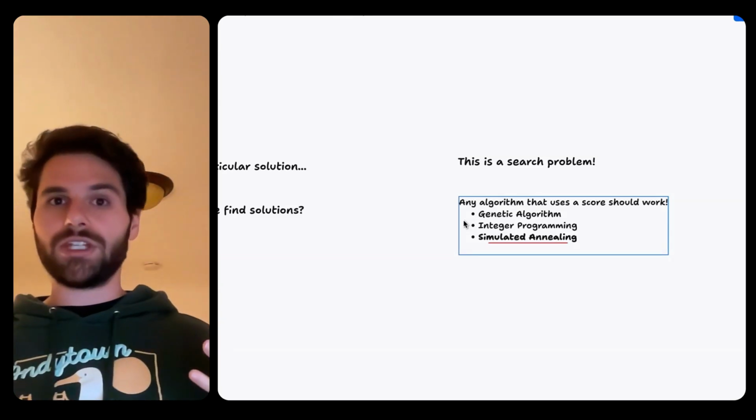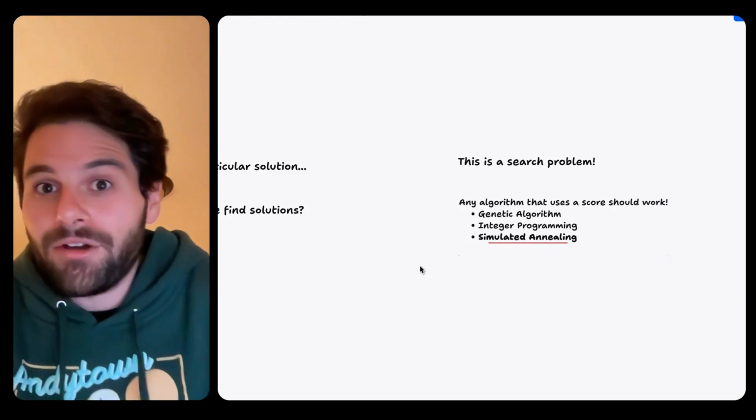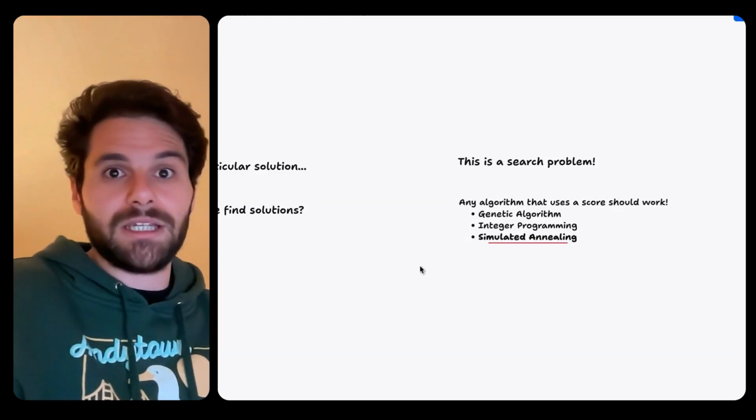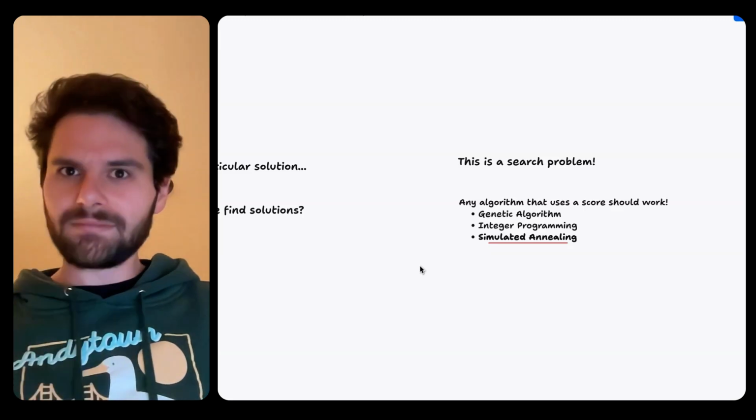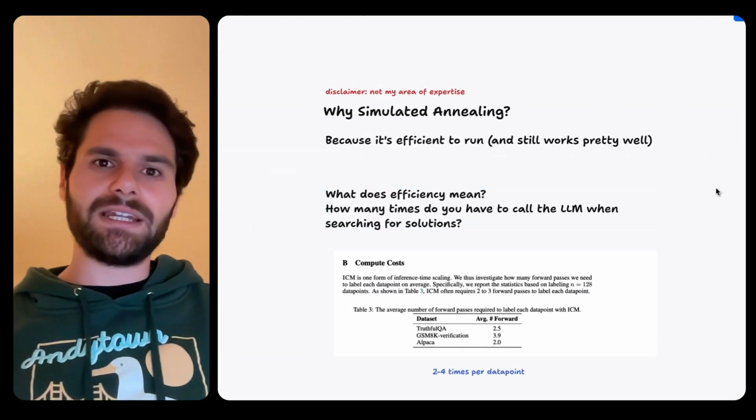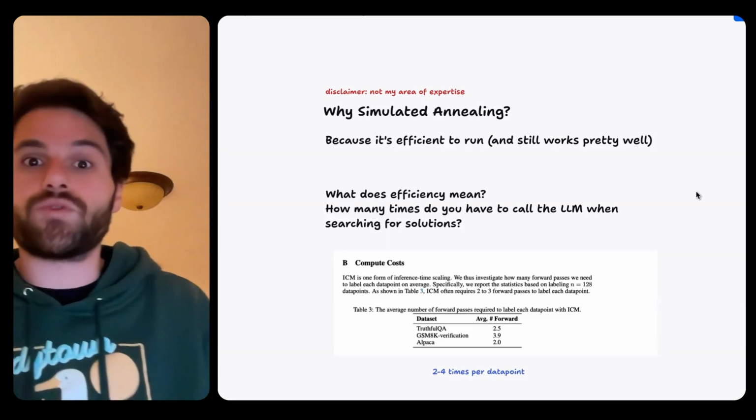We can score every solution, and we just need to find the best one. So you can use whatever you want. You could use a genetic algorithm, you could use integer programming, or the one they went with was simulated annealing. And why'd they go with simulated annealing? The big thing they liked about it is that it's efficient to run.